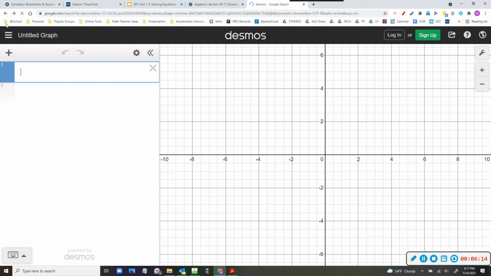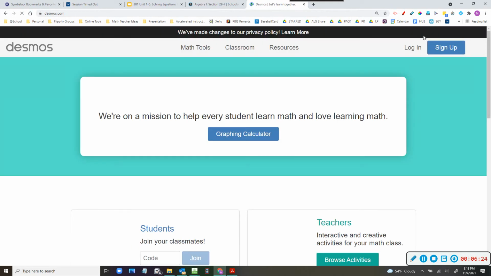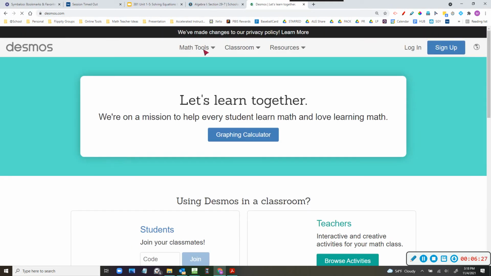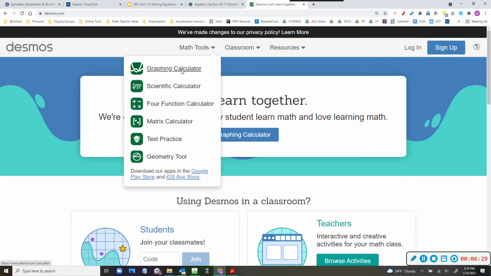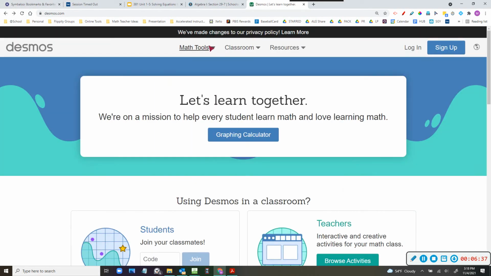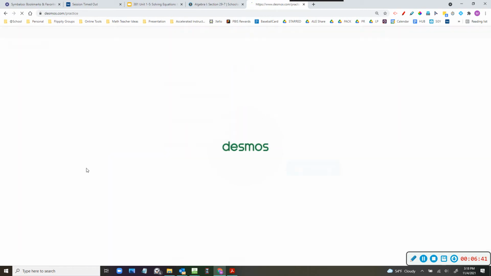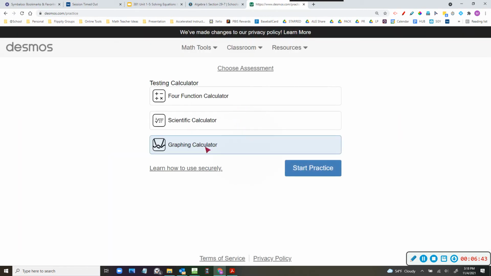Or if you just get to Desmos, and yours is going to look a little different than mine, maybe if it ever loads, you can go to Math Tools and Graphing Calculators right there. All 3 of those will take you there. Now, I will state for the record, if you go back there to Desmos and you go to Math Tools and it says Test Practice, that loads up the green calculator.